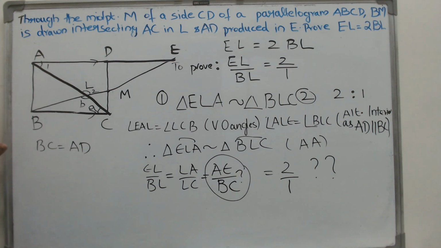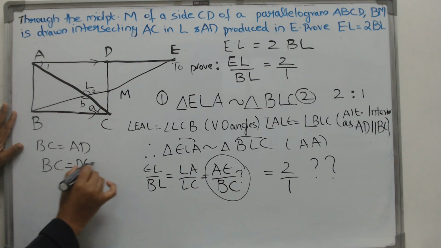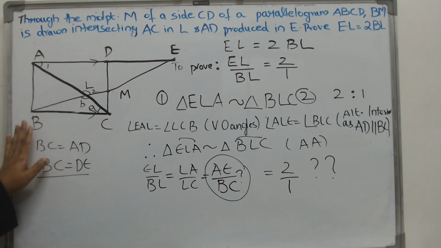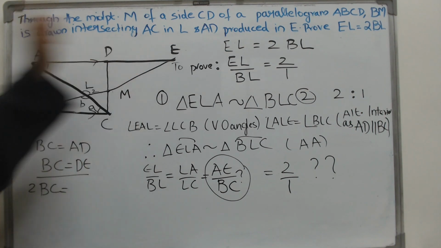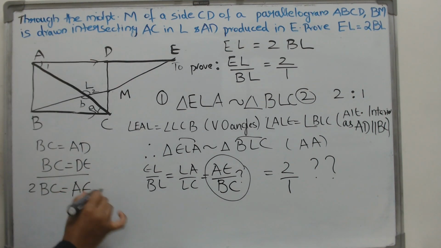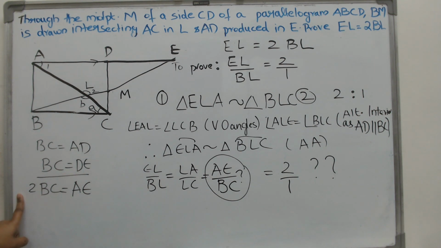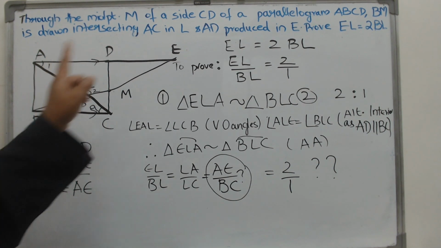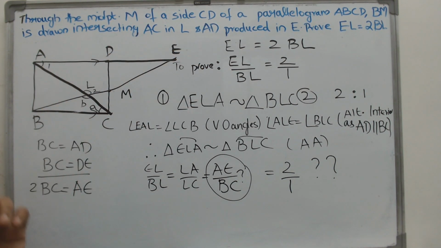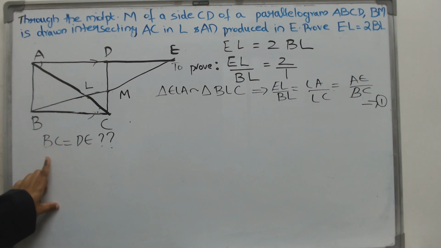Now, if by any magic you can prove that BC is equal to DE, there we have got our result. Why is that? Add these two, you get 2BC. Add these two, AD and DE, you will get AE there. So AE by BC will be 2 by 1. So that will be the result we are looking for, and that is how we are going to get our second step. So this is the result that we are trying to prove.